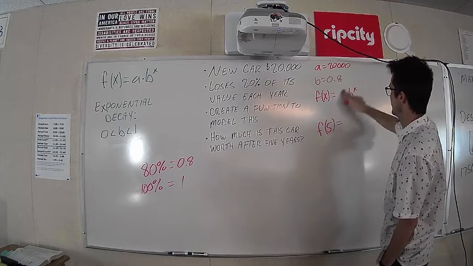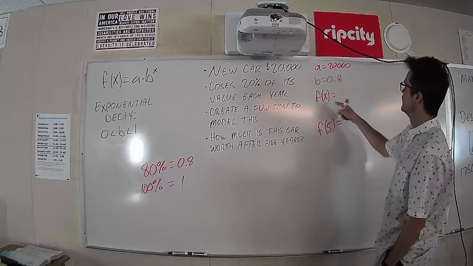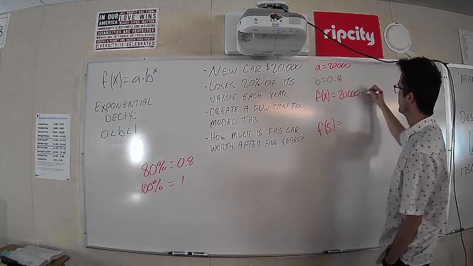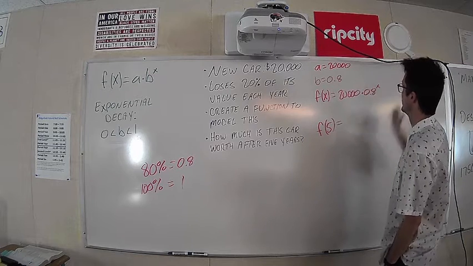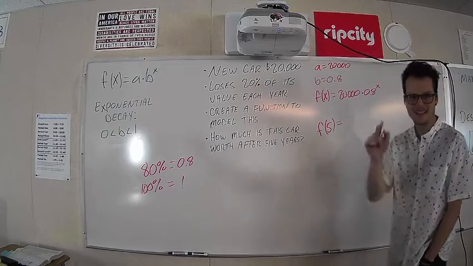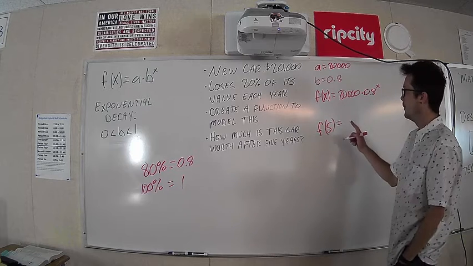This should not say a times b to the x. I should have put numbers in here. Let's fix that. Instead of a, we're going to put in 20,000. Instead of b, it's going to be 0.8, and x is going to remain x. There we go. So that's actually our function. We could graph that and see what's happening. In fact, we're going to do that next after we evaluate.